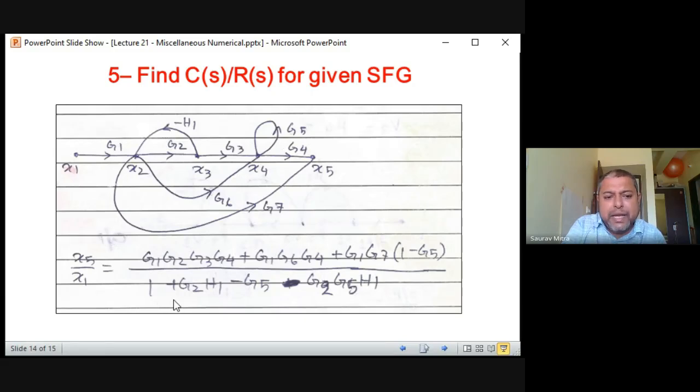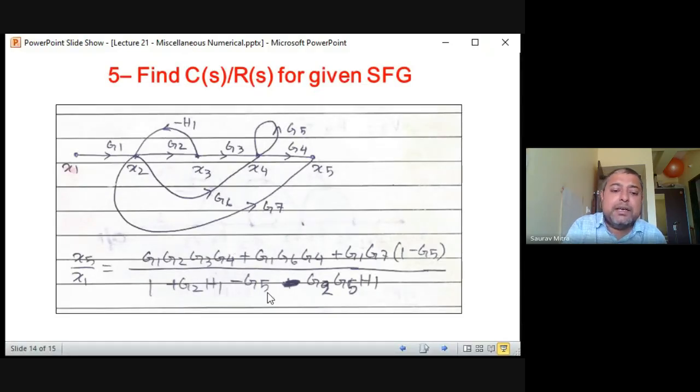Understandable. So 1 minus of individual loops. There are 2 individual loops. That's why 1 minus of first loop, inside bracket minus H1 G2. If you take it outside the bracket, it will become 1 plus G2 H1. Inside bracket there will be G5, and when it comes outside the bracket, it will be this. So these 2, G2 H1 and G5, are individual loops.